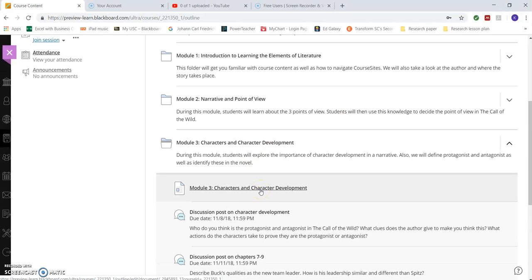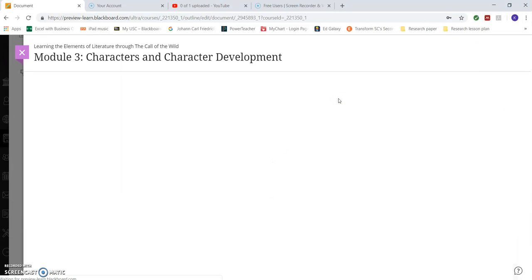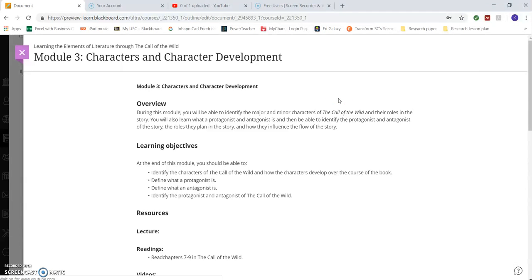Alright, so this week we're talking about characters and character development. In Module 3, we'll be taking a closer look at the characters in the novel, as well as how the main character, Buck, develops throughout the novel. You'll also be able to identify the major and minor characters in the novel and the roles they play throughout the novel.